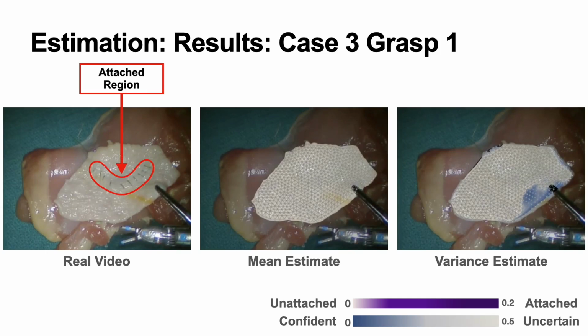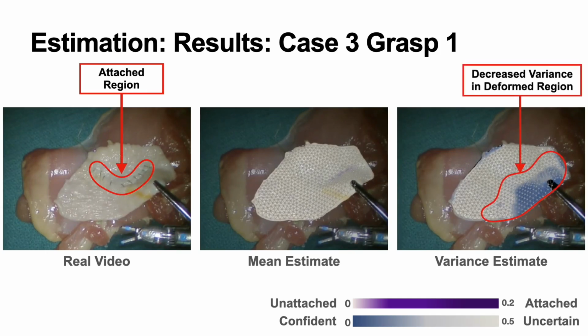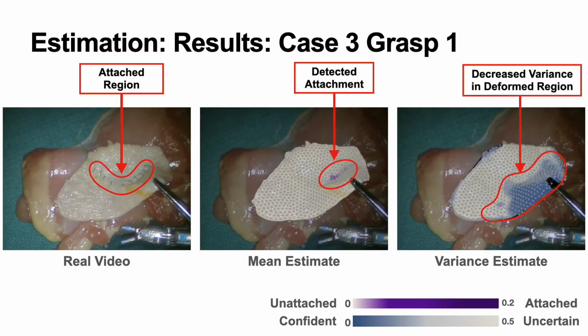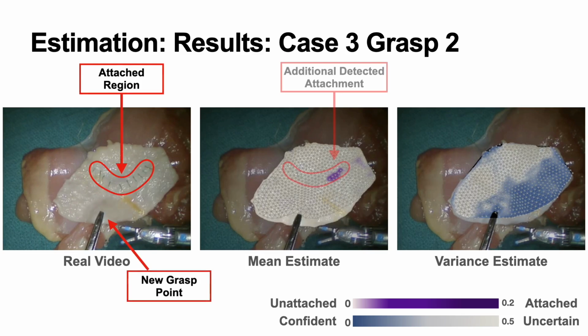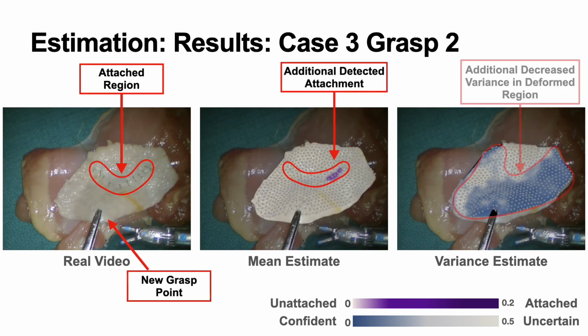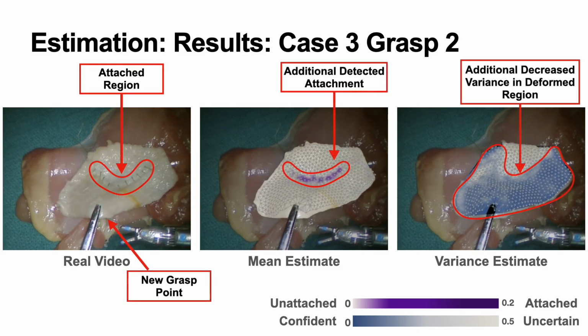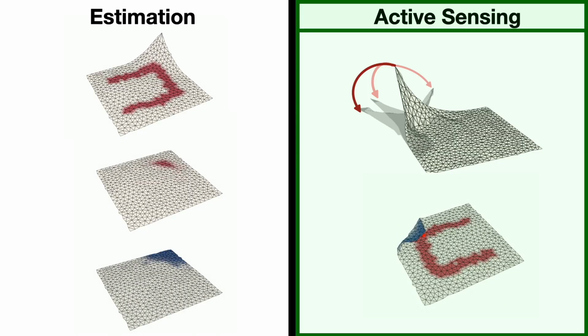We demonstrate our estimation method on real-world experiments. We sutured chicken skin pieces onto chicken thighs to create ground truth attachment points. Notice that the uncertainty decreases in the deformed regions, which are shown in blue, while the estimated attachment points, shown in purple, begin to closely match the true sutured region. Now that we figured out estimation, let's move on to active sensing.